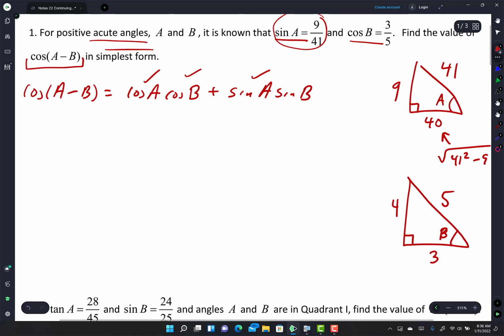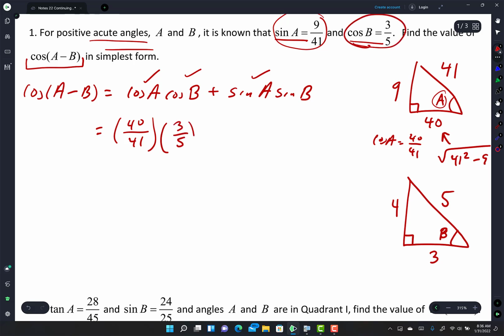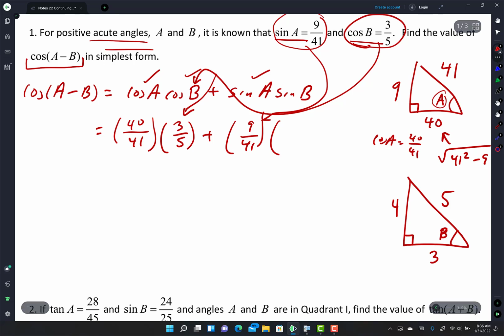So we're going to, here we go, equals cosine A. Well, they don't give it to me, but I have it right here. So I'm going to write it here on the side. Cosine A is 40 over 41. So I write 40 over 41 times cosine B, that is given 3/5, I just got it from there, plus sine A, that's given 9 over 41, and then sine B is 4 over 5. Are we okay so far, guys?